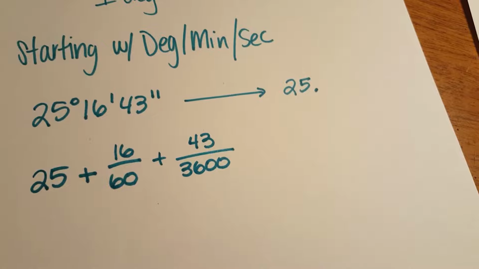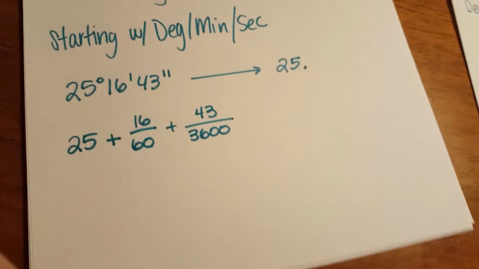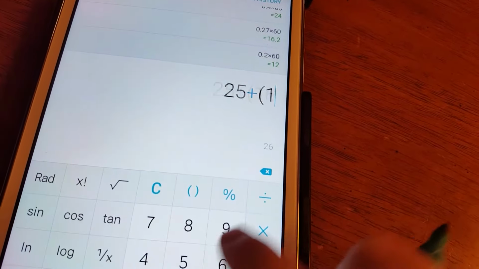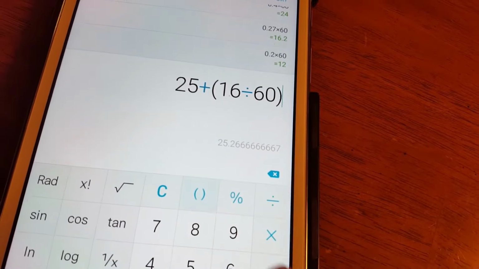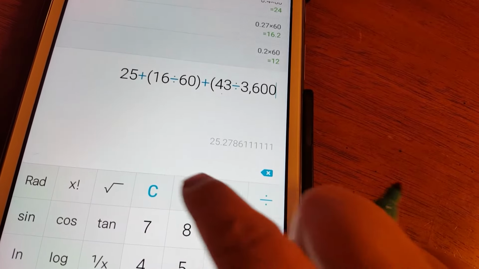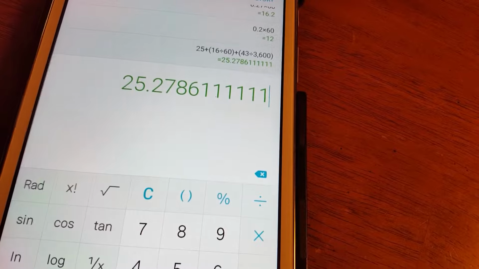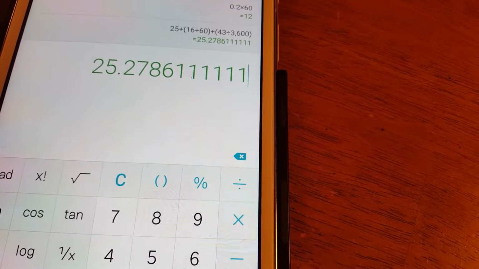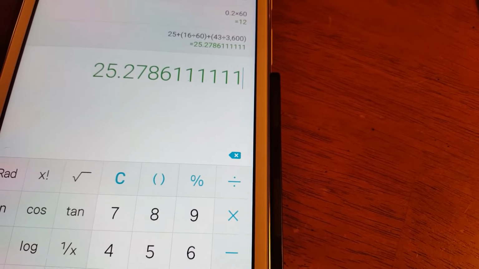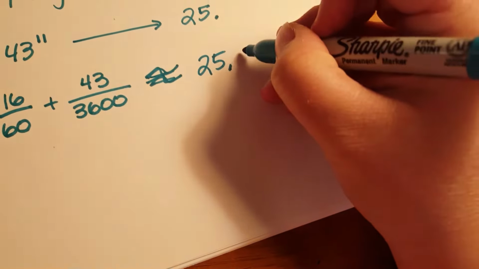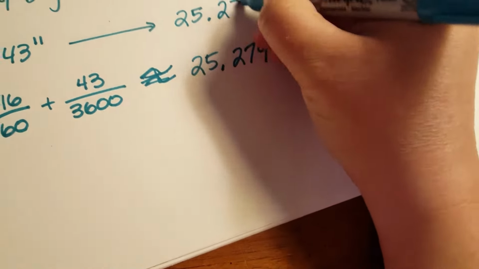And I definitely don't have the best calculator for doing that, but I will do it nonetheless. So we've got 25 plus 16 sixtieths plus 43 3600ths. And that gives me 25.278. And I think in your textbook it asks you to go, actually that's approximately, to go to the thousandths place. So this is going to be 25.279 degrees. I could write it up here.